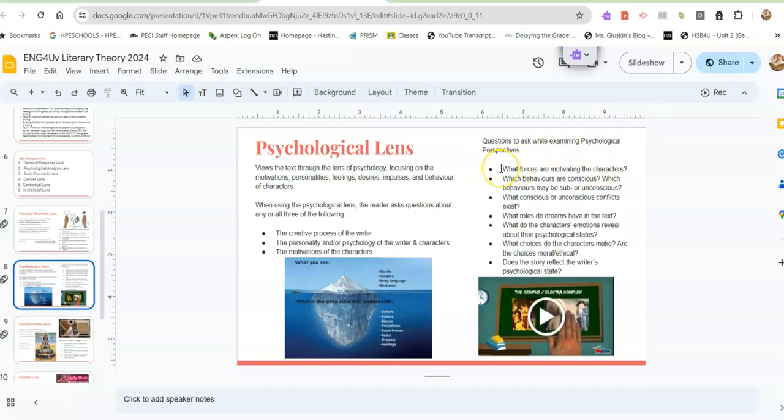So when we look through from a psychological lens, we're reading the same story, that we actually have questions that we would ask ourselves. What's motivating those characters to act that way? What's going on in their unconscious, something that they're not even aware of? Dreams in the text, meaning the dreams and the symbols, emotional states and where that may be coming from.